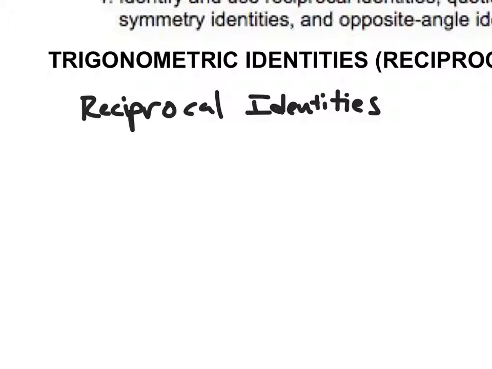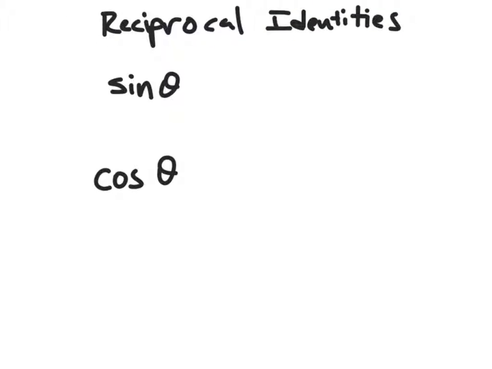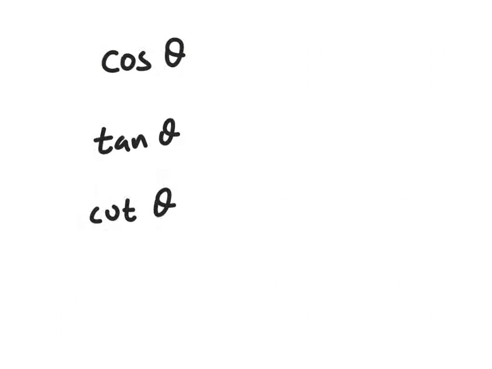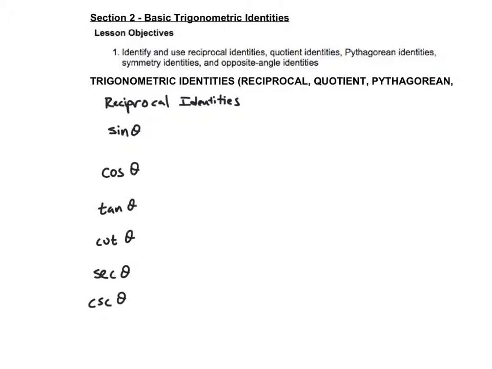And what I want to do is list out all of my trig functions. So I've got sine of theta, cosine of theta, tangent of theta, cotangent of theta, secant of theta, and cosecant of theta. So these are my 6 trigonometric functions. And what I want to do is list out all of our reciprocal identities.